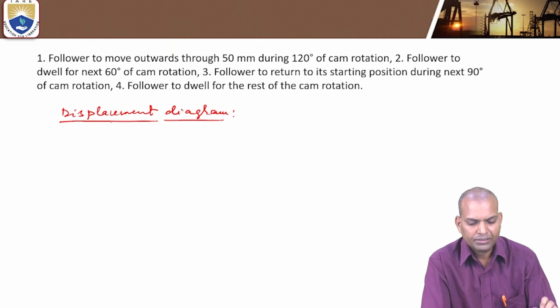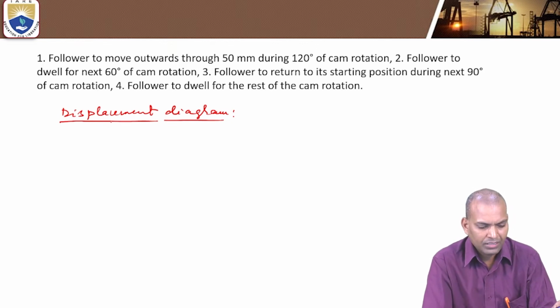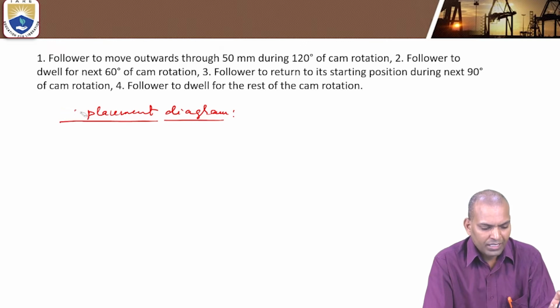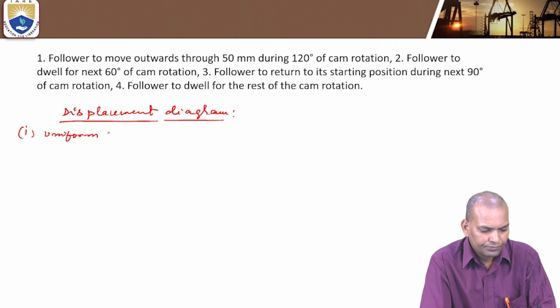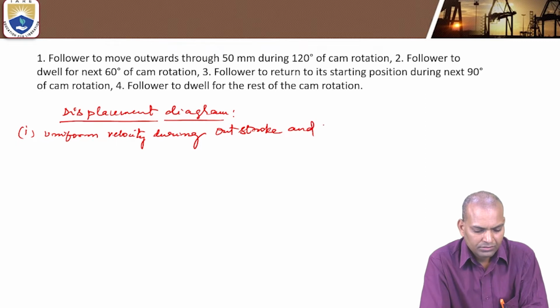Now, whatever follower may be, what are the types of displacement diagrams? The displacement diagrams are based on the type of follower motion. If the follower motion during outstroke and return stroke is uniform velocity, that is case 1 we are going to study here. Uniform velocity during outstroke and return stroke.